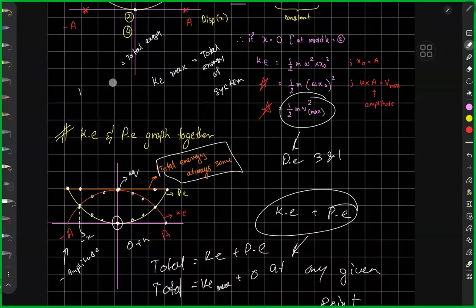Now, next question is, can I say the potential energy max is equal to the total energy of the system? Give me a thumbs up if you agree. Can I say this?